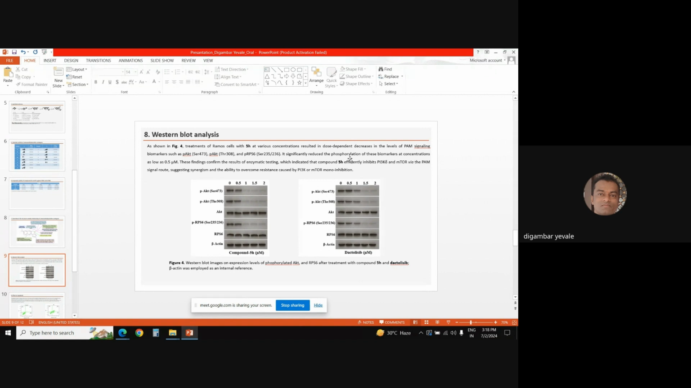In the Western blot analysis, we can clearly see that various concentrations resulted in a dose-dependent decrease in the level of PAM signaling of PRPS6 serine 239 to 236, as well as phosphorylated AKT threonine 308 and phosphorylated AKT serine 478. As compared to the standard, we can clearly see the decrease in the level of PAM signaling. It clearly shows that our compound affects PI3K and mTOR signaling.